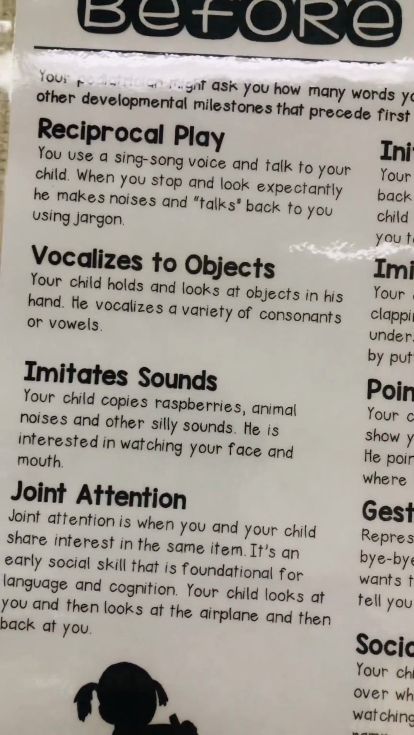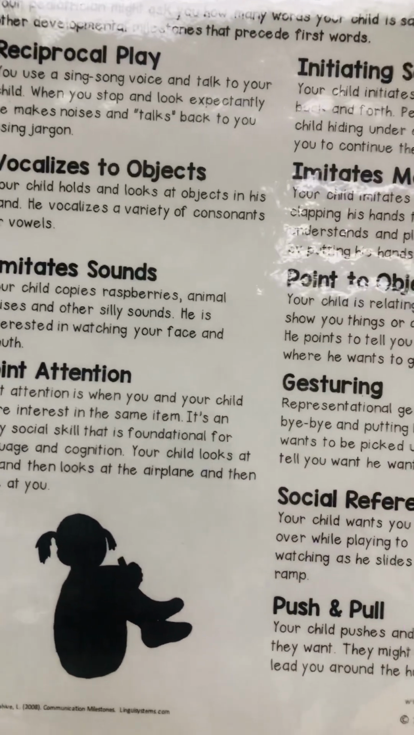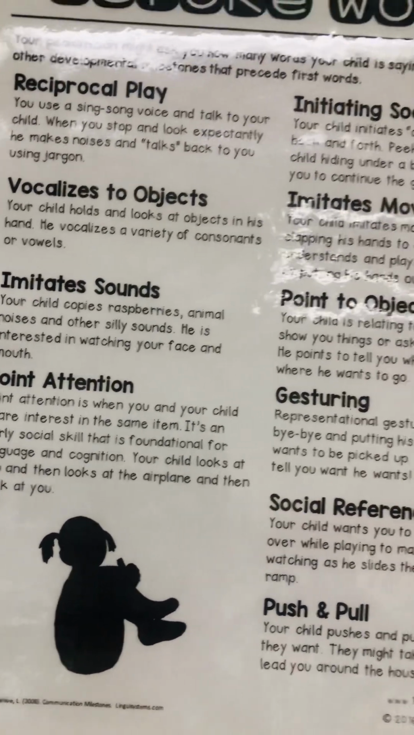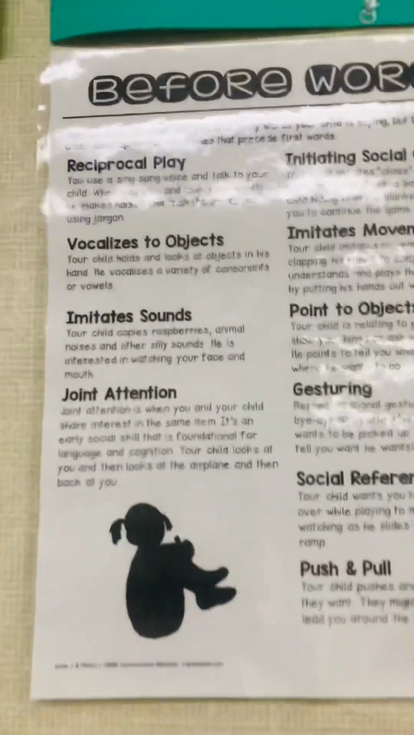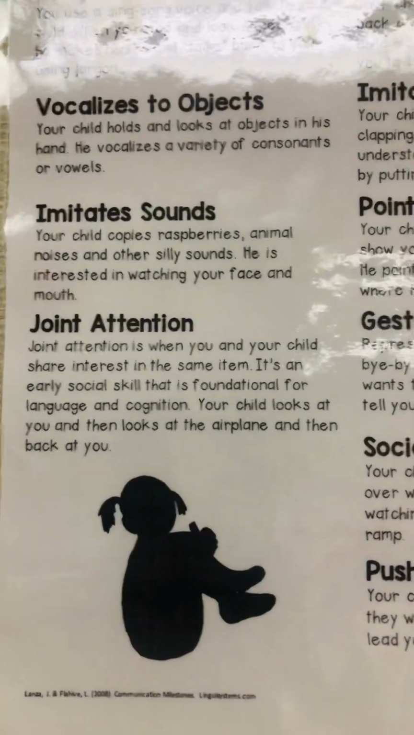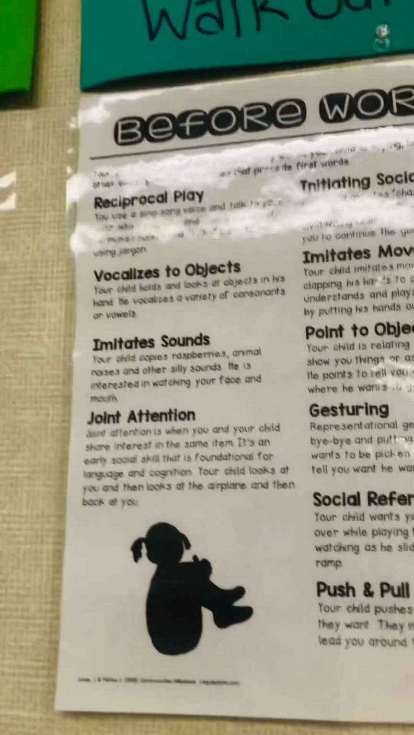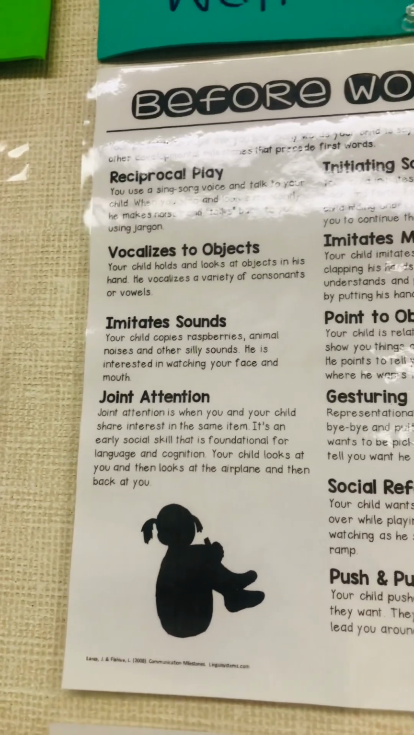Before words. So these are the things that can happen before words. You can use sing song voice, and talk to your child when you stop and look expectantly. He makes noises and talks back to you using jargon. So that's some of the communication that happens before they actually start saying words. Or vocalizes to objects. Your child can hold and look at an object in their hand. Imitating sounds. This is when your child copies, basically. It could be animal noises and other silly sounds that they're interested in.